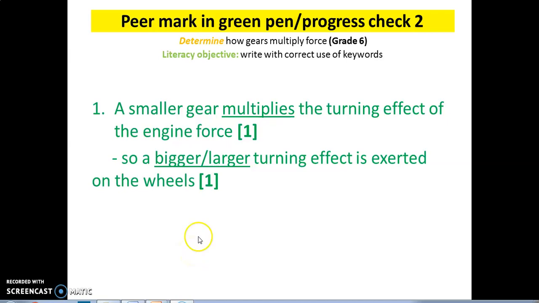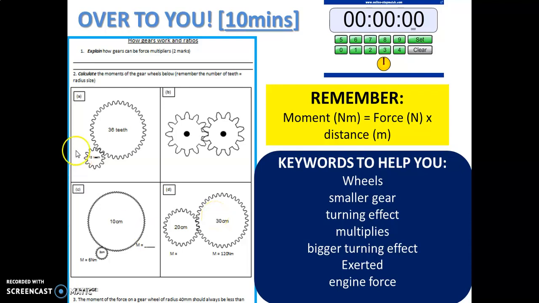Alright guys, so by now you will have had time to go through the exam questions over here. Before we go through the mark scheme, if you do need to pause again to just check your answers, please do so. I should make one thing clear: when I go through how gears can be force multipliers, I will be talking specifically in application to cars, the gears of cars. Just keep that in mind. So if you do need to stop the video to revisit your answer to question 1, please do so.